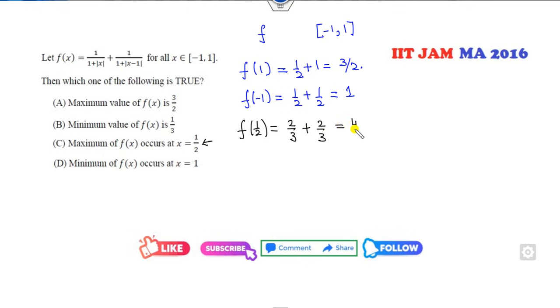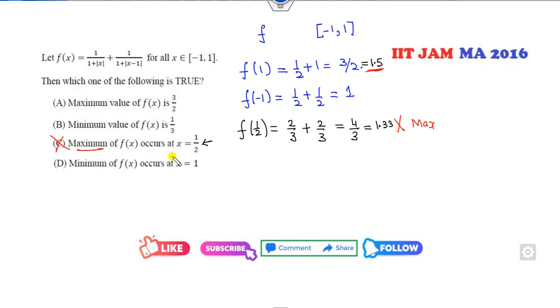So it is 4/3, means 1.33. This is 1.5. So clearly say this will never be a maximum. Is it maximum? No, because we get a maximum at 1.5. So this is the maximum, cancel out.